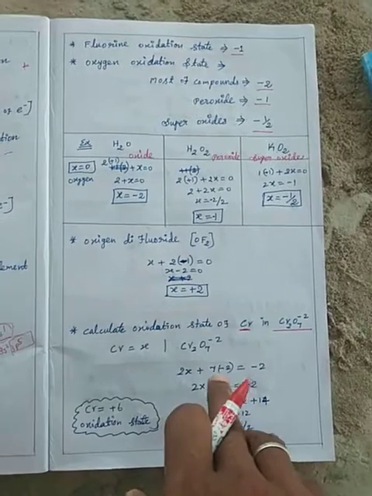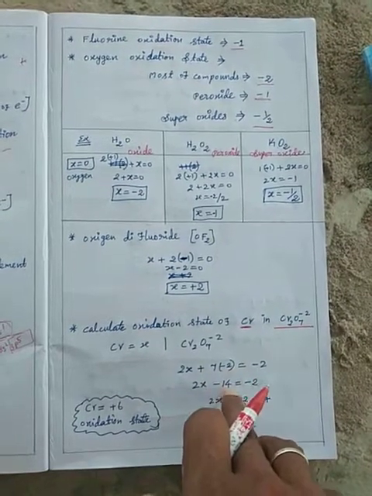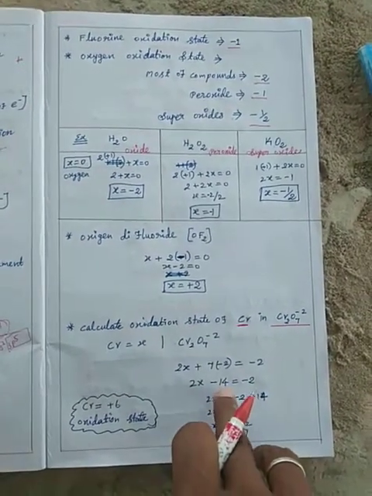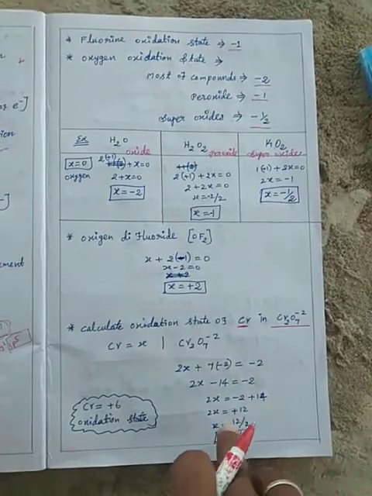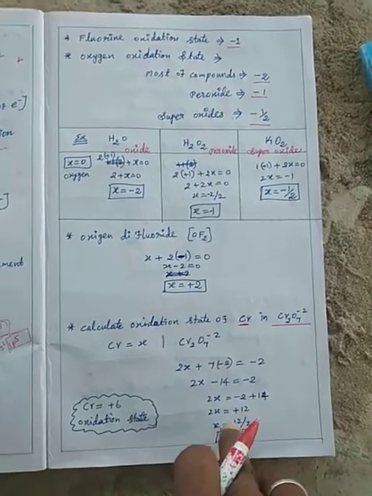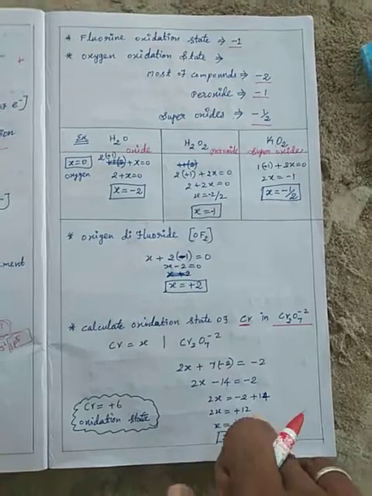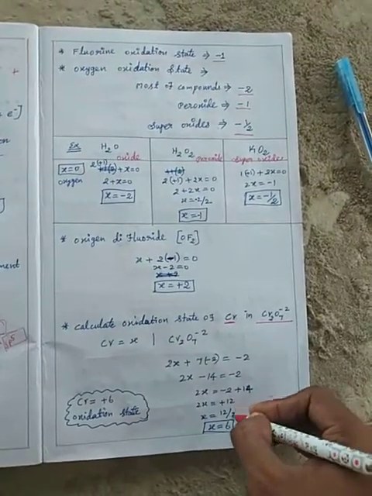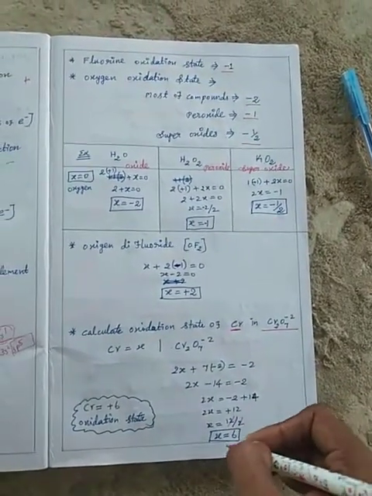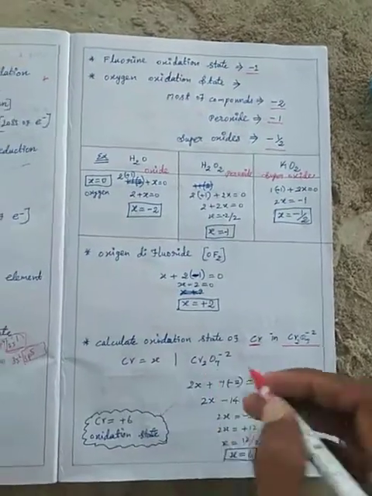So 2X, 7 times minus 2 is minus 14, equals minus 2. Moving minus 14 to the right side, plus 14, 2X equals plus 12, X equals 12 by 2, which is plus 6, the oxidation state of chromium.